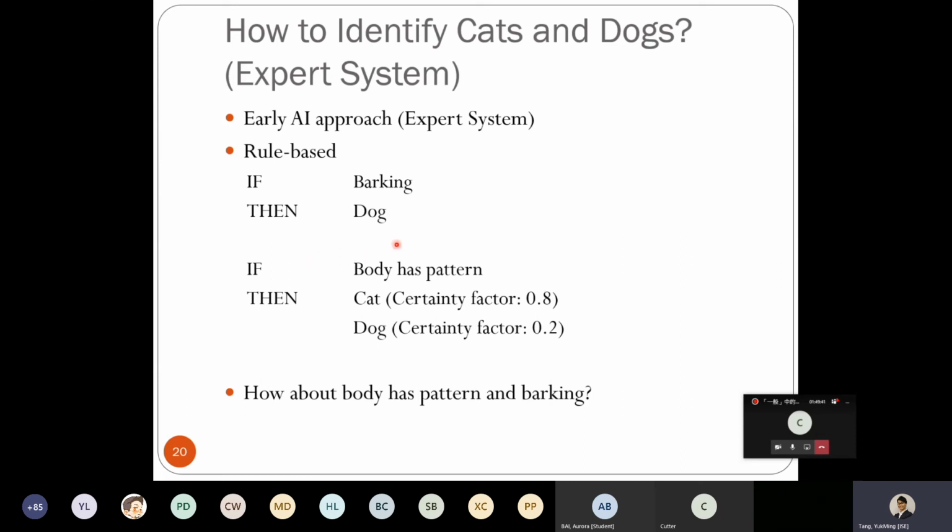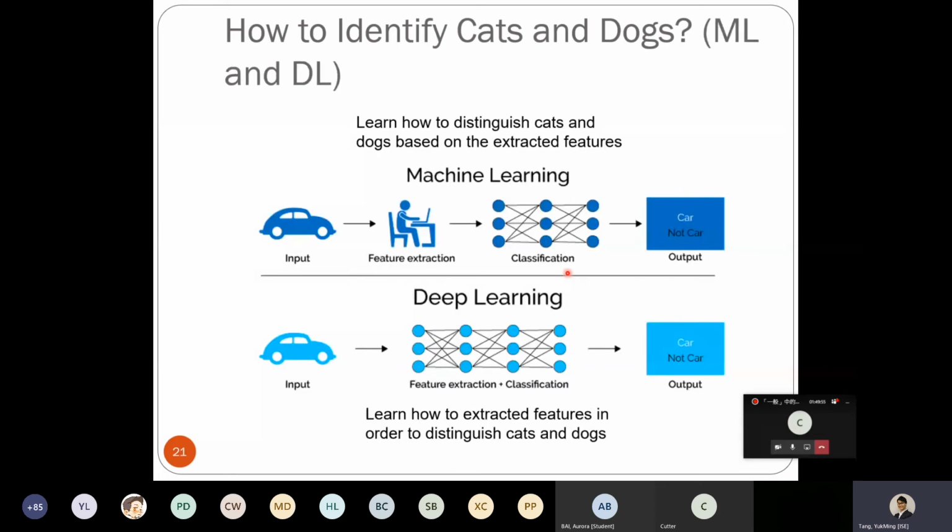Another way is to check the pattern, the body pattern. If the body has a pattern, then it should be a cat, but with some certainty factor. So how about machine learning and deep learning? What are the differences?